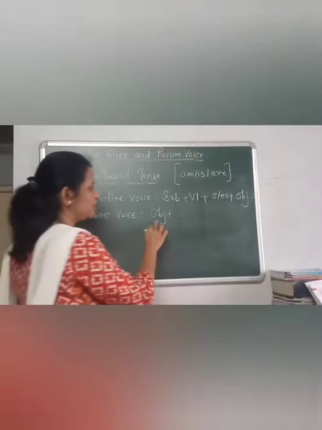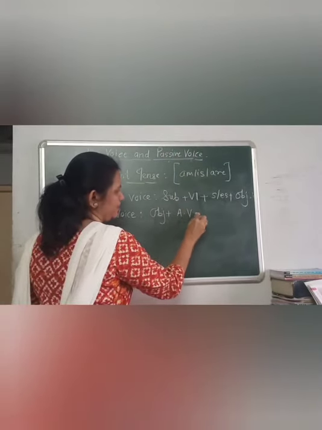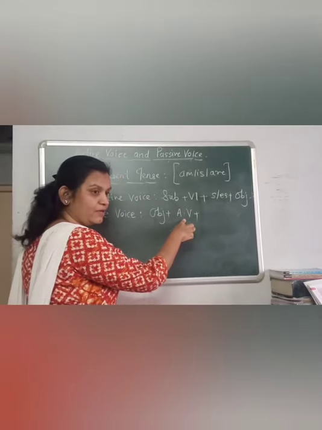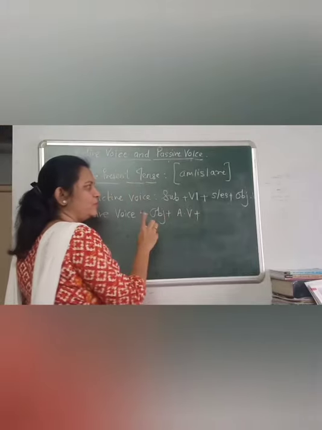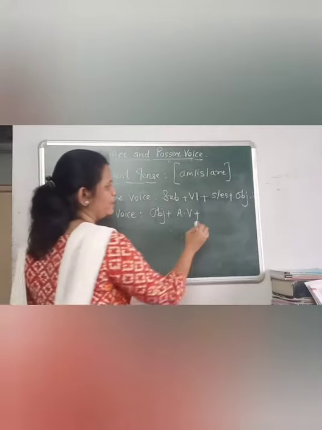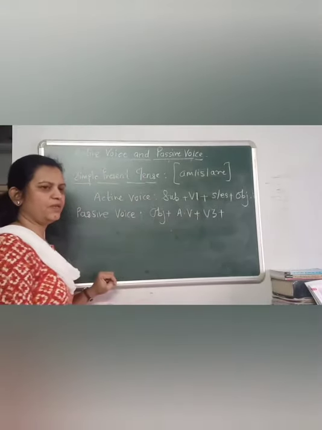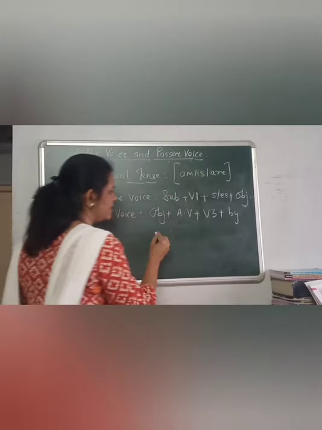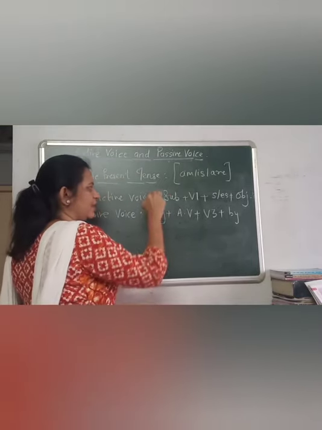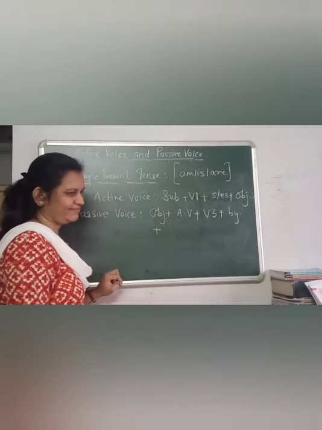Okay. Then object. After object, we have to use auxiliary verb. AV means auxiliary verb, helping verbs. Then we have to use past participle of the verb. Means I'll write here V3. Past participle of the verb means V3. After that, preposition by is there, and last one what is there? This subject we have to write down at the place of the object.